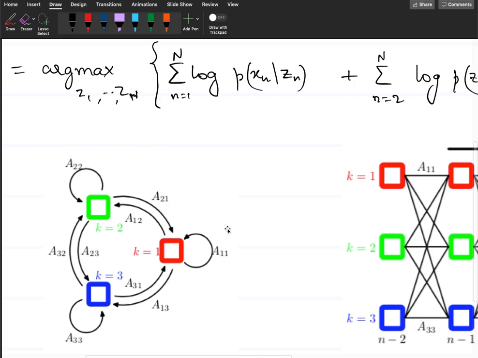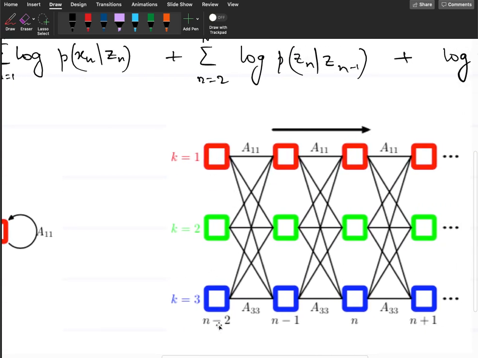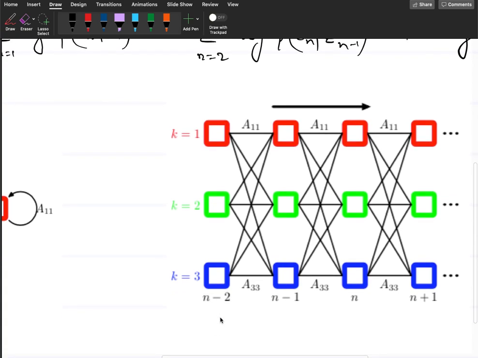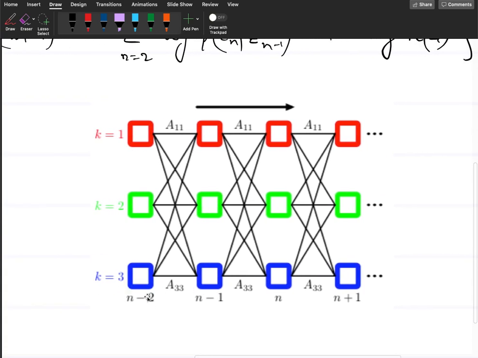How? I can say, now this is my state at time n equal to n minus 2. I could be here or here or here. Let us say I am here at k equal to 1. What I will do, I will emit something, and then I will make a transition to either the first state or second state or third state. At time n minus 1, I'll be in one of these possible states. Then again I will emit something from there, then go to the next state and emit something there.